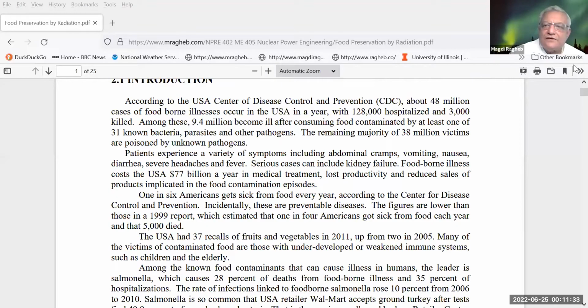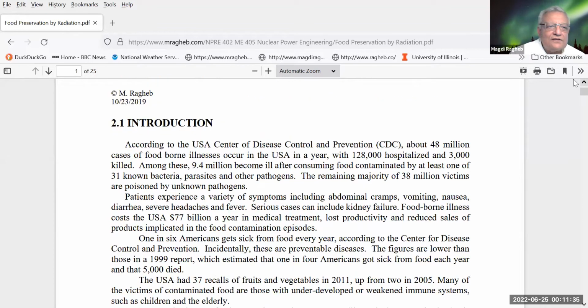According to the CDC, in the United States, we get every year, an interesting statistic, about 48 million cases of foodborne illness. And 128,000 people get hospitalized. It is not really mentioned in the statistics. And 3,000 people die every year. It's not just COVID-19 that's afflicting us, but foodborne disease.